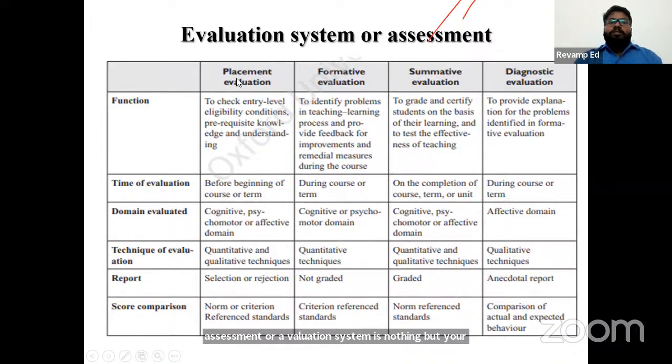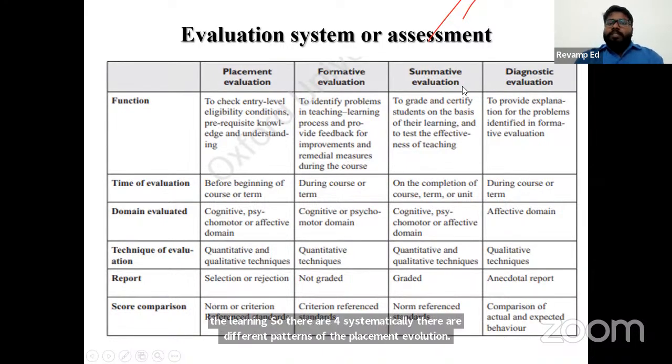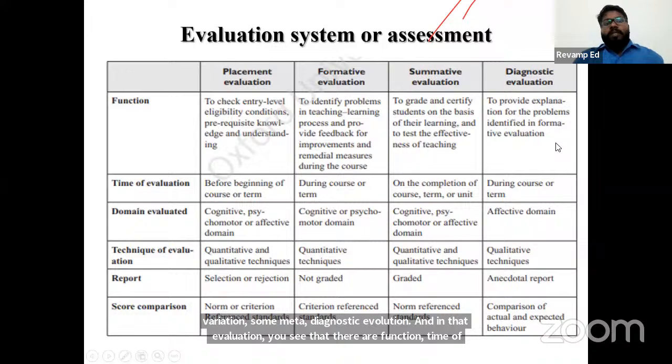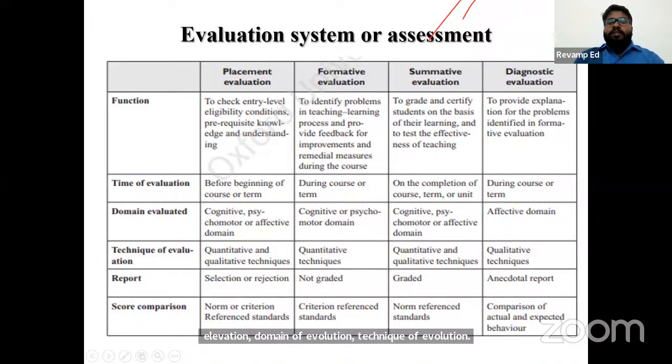There are four different patterns: placement evaluation, formative evaluation, summative evaluation, and diagnostic evaluation. In that evaluation, you see function, time of evaluation, domain of evaluation, technique of evaluation, report, and scorecard. In placement, you check the entry level eligibility condition, prerequisite knowledge and understanding. The timing is before the beginning of the course term.